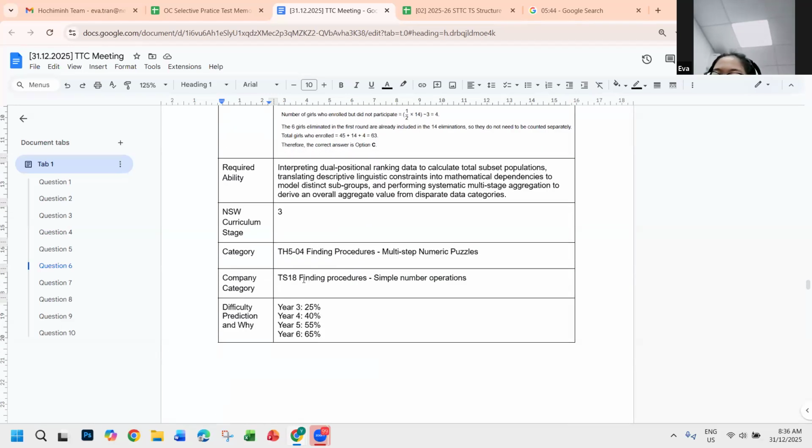Common category: ETS 18, writing procedures, symbol number operations.